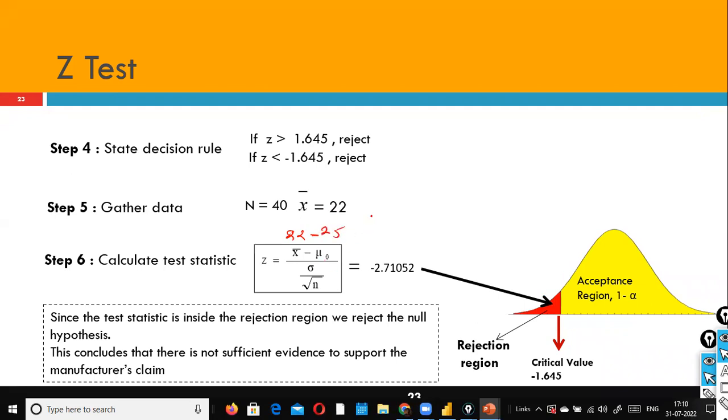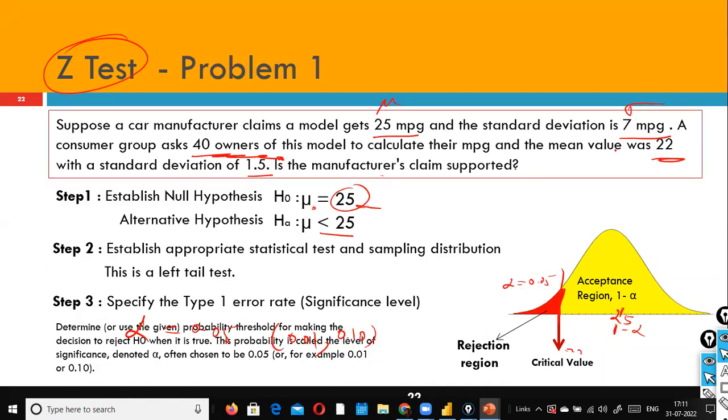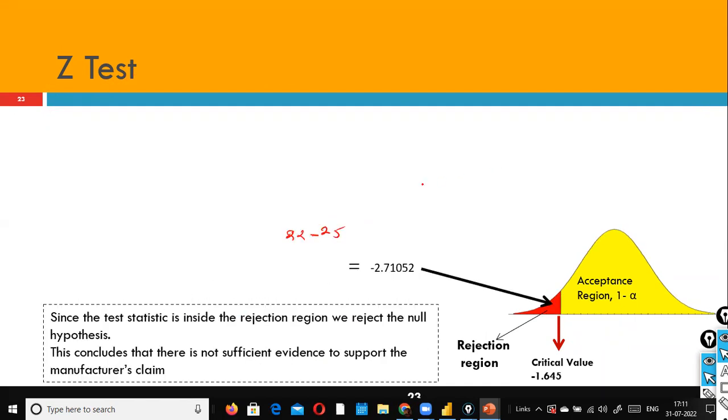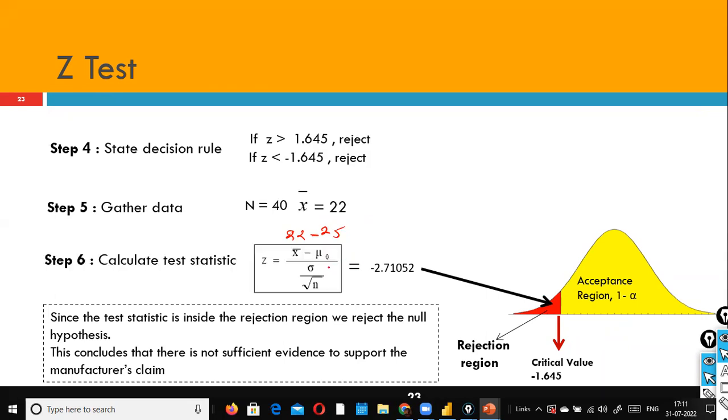We know the population standard deviation. What is the population standard deviation? Here the population standard deviation is 7. Simply you plug in the denominator as 7 over square root of n. What is n? It is 40, the 40 customers we ran a survey on. When you subtract in the numerator and divide, you get this value. This is nothing but your z value. My z value is minus 2.171. What is the decision rule?